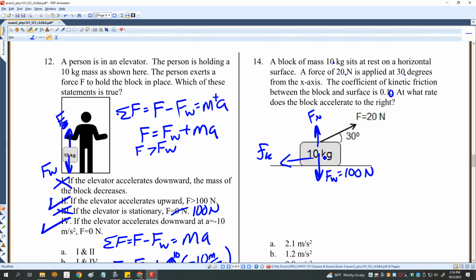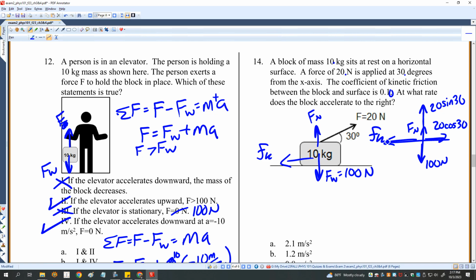And then I have this force. I'm going to now draw it and resolve all the force vectors. So this is 100 newtons. This is my normal force, Fn. This is 20 sine of 30. And this is 20 cosine of 30. And then this is Fk.